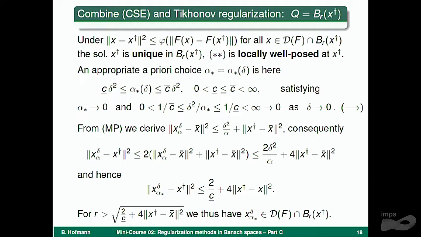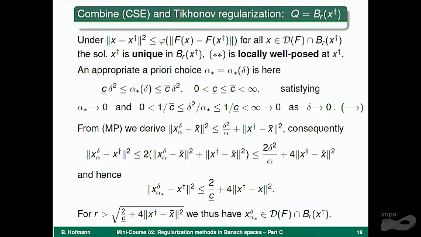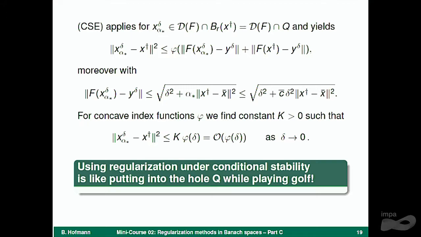And now if you know our radius, and here I use a Q, which is a ball around our solution. If the radius of this ball, where you have conditional stability, is big enough, then we can, with this x alpha delta, come into that Q area. And if you are in the domain intersected with the Q area, you can apply directly the conditional stability estimate, as you see here.